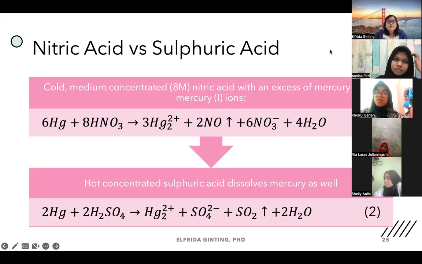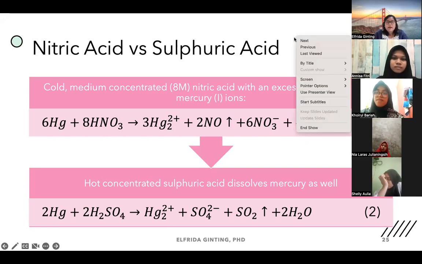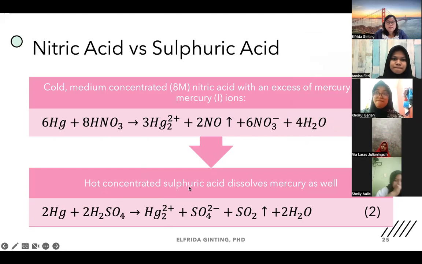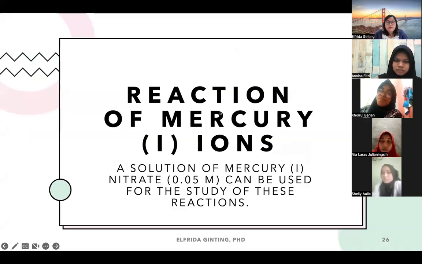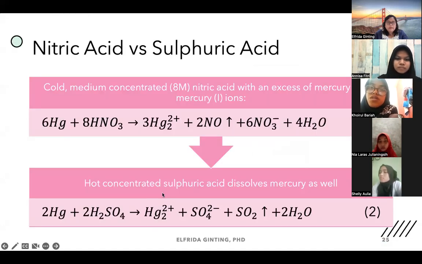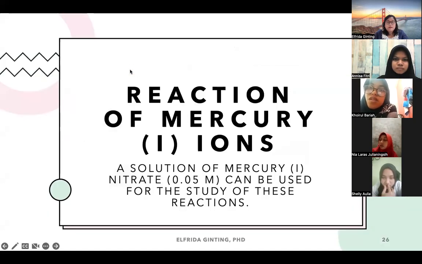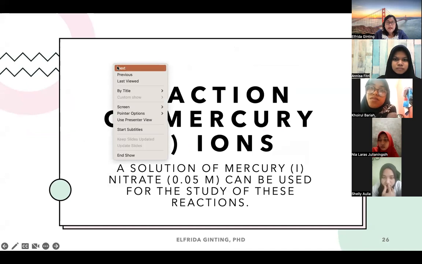Okay, let's continue. So remember, we have hot concentrated sulfuric acid. It will form mercury 2+ and then sulfur dioxide gas. Next, what happened? If we want to detect this, how can we do that? How can we analyze the mercury 1 cation? So we will be studying the reactions for that.